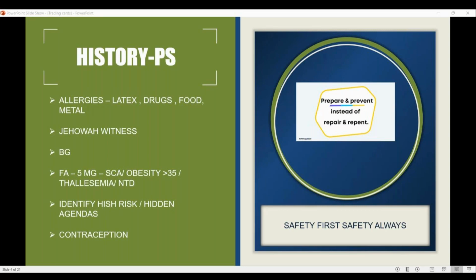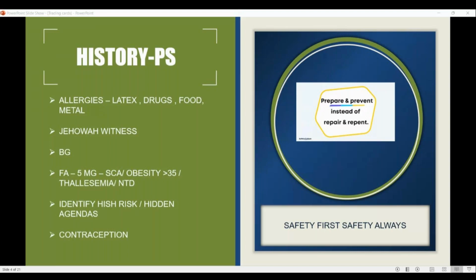So then you have to take a proper history, keeping in mind the hidden agendas: any domestic violence, any female genital mutilation, any sexual abuse, any assault. All these things you have to keep in mind and identify.